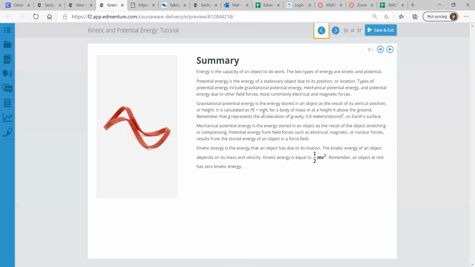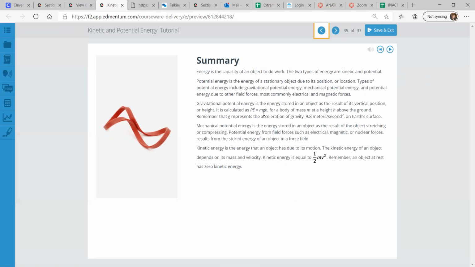Mechanical potential energy is the energy stored in an object as a result of the object stretching or compressing, like a rubber band or a spring. Potential energy from field forces like electrical, magnetic, or nuclear forces results from the stored energy of an object in those force fields. And we won't be talking about that so much in this lesson, but further on down your physical science journey, we'll talk about that.